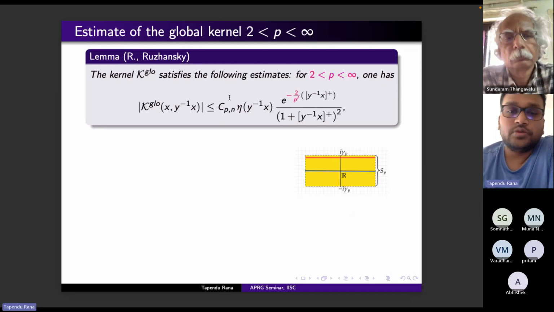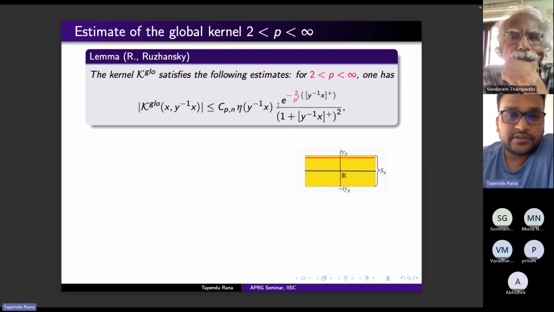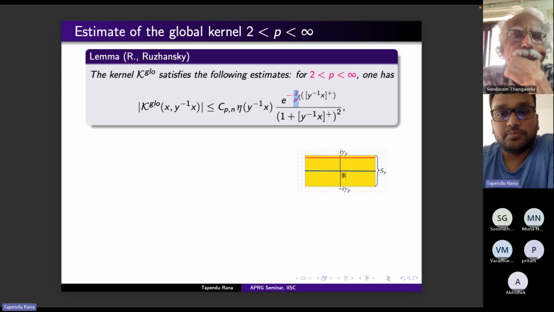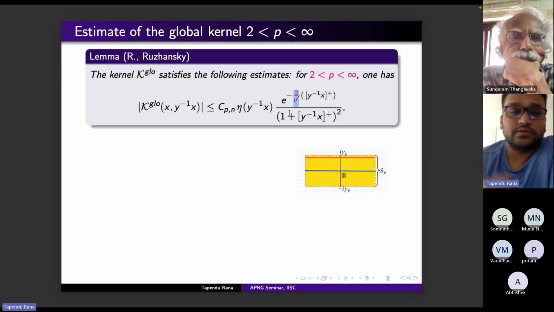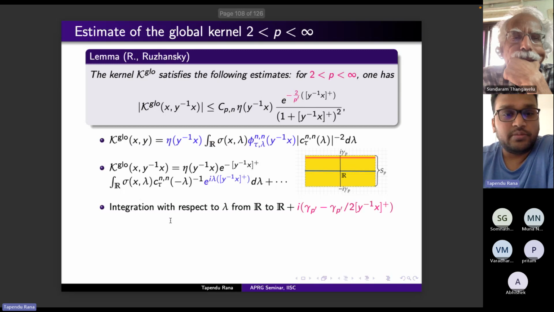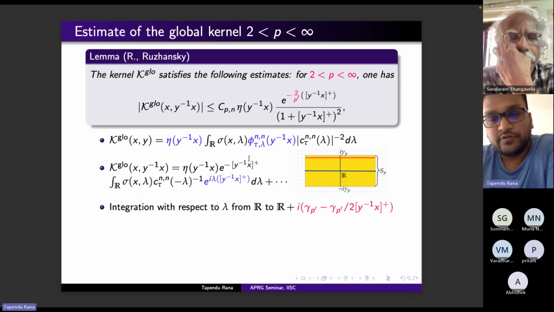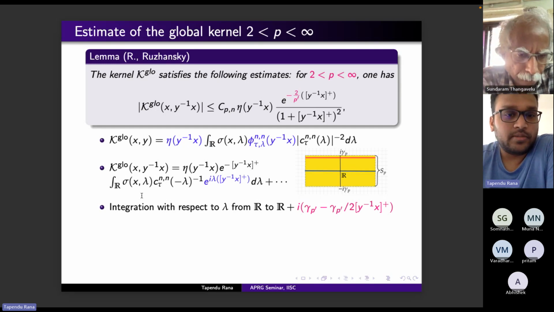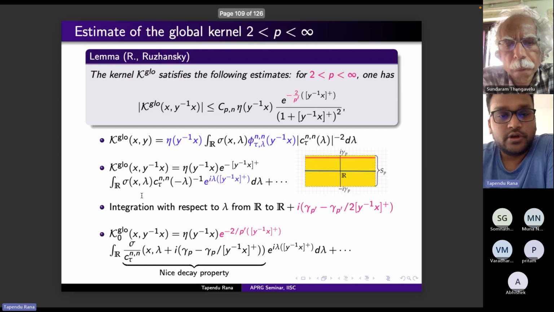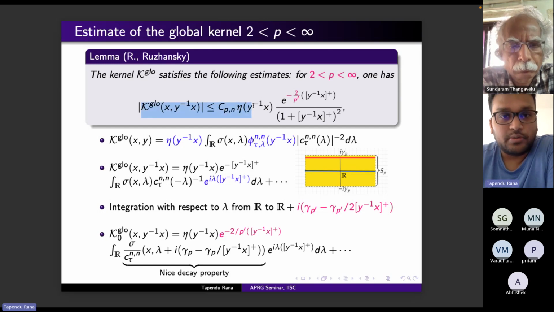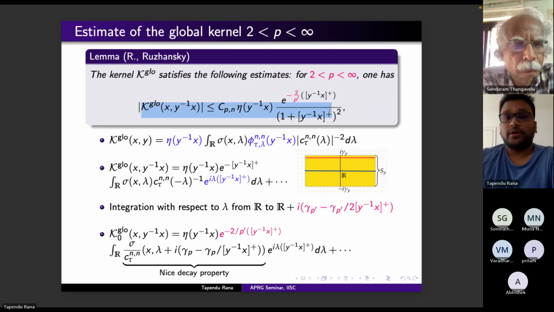And for p greater than 2, I get a similar but not exactly the same estimate. Instead of minus 2 by p here, we'll get minus 2 by p prime. It is natural because if you take p greater than 2, 2 by p will be less than 1, so that is not very useful in this case. So eventually the analysis will be the same. But since by definition gamma_p equals gamma_p prime for p greater than 2, using the same calculation as before, you can prove the estimate of the global part of this kernel.